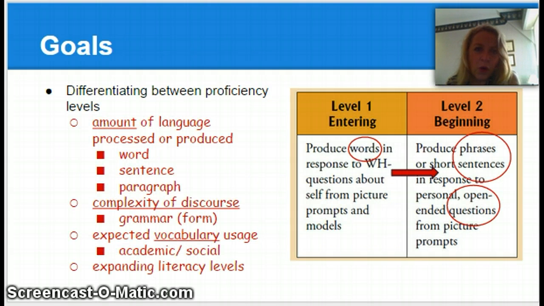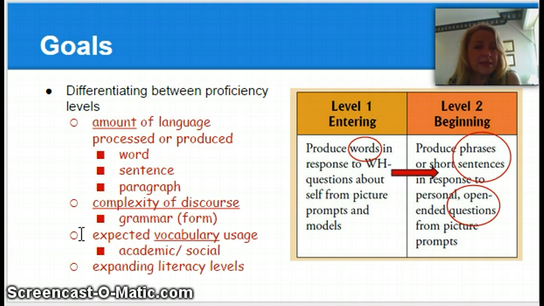When we look at goals for language learning, we want to look at differentiating how do we know when a student has moved from one level to another. And in order to differentiate those levels, we look at the amount of language that's processed in terms of the word level, sentence, and paragraph level. What is the complexity of the discourse? Is it simple grammar? Are the clauses more complex? What about the tenses? That sort of thing.